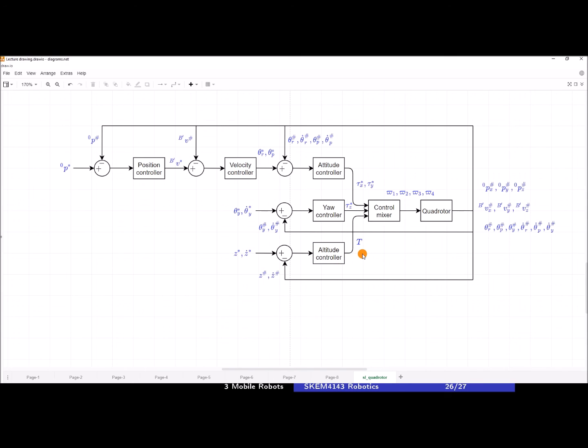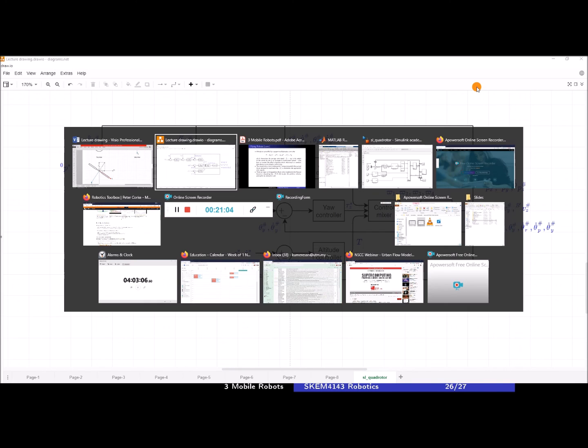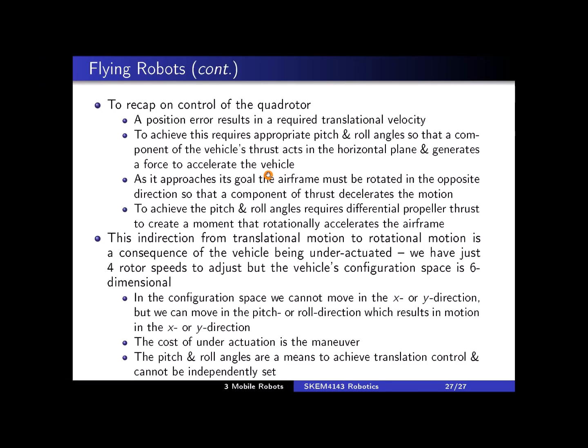So why does this happen, right? Let's go back to the slides. So to recap, a position error results in a required translational velocity. To achieve this requires appropriate roll and pitch angle so that a component of the vehicle thrust acts in the horizontal plane and generates a force to accelerate the vehicle.